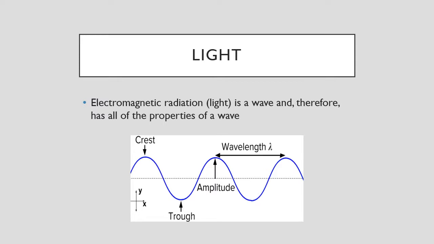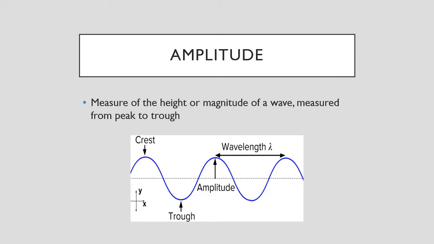Since light is a wave, it has all the properties of a wave. So we are going to quickly go over some of the main characteristics and properties of a wave. Waves have amplitude, which is a measure of the height or magnitude of the wave. It is measured as a distance from the top of the peak or crest to the bottom of a trough. The amplitude has an impact on various aspects of the wave. For example, a higher amplitude sound wave sounds louder to a person.